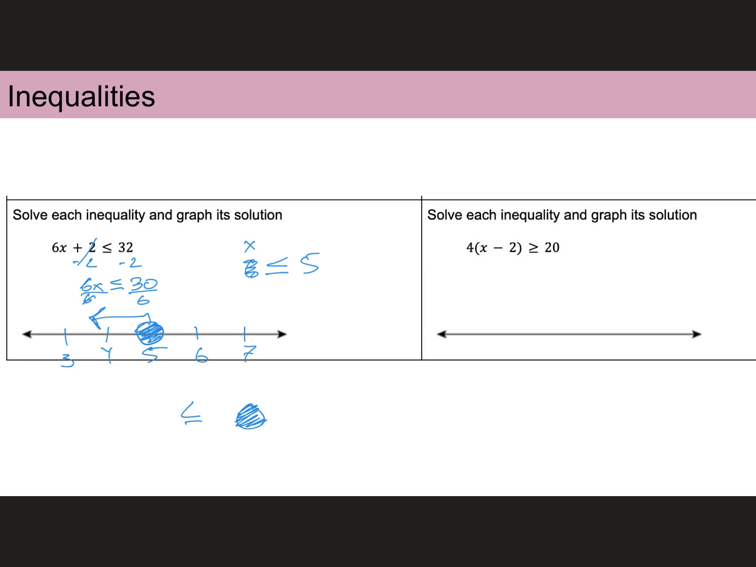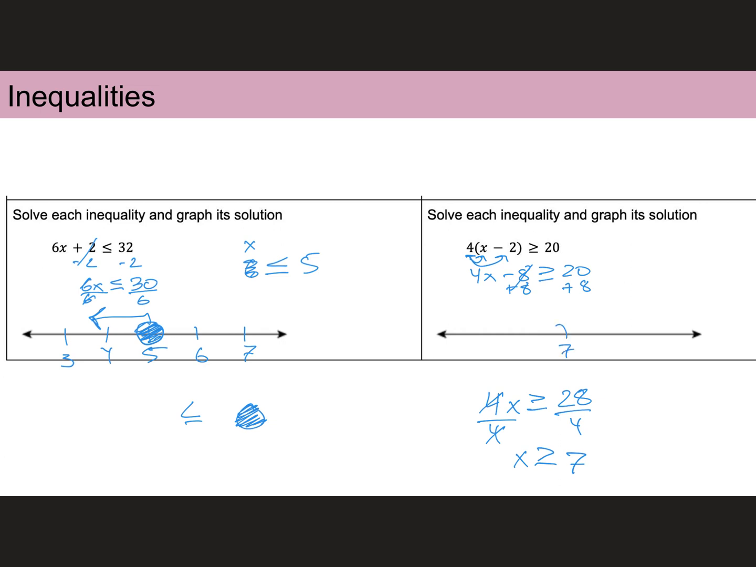Okay, and the last one. I can solve this in two different ways. I'll do distributive property this time. 4 times x is 4x, and 4 times negative 2 is negative 8, is greater than or equal to 20. Two-step equation, so I have plus 8, cancels out. I'm left with 4x is greater than or equal to 28. Divide both sides by 4. One-step equation. X is greater than or equal to 7.